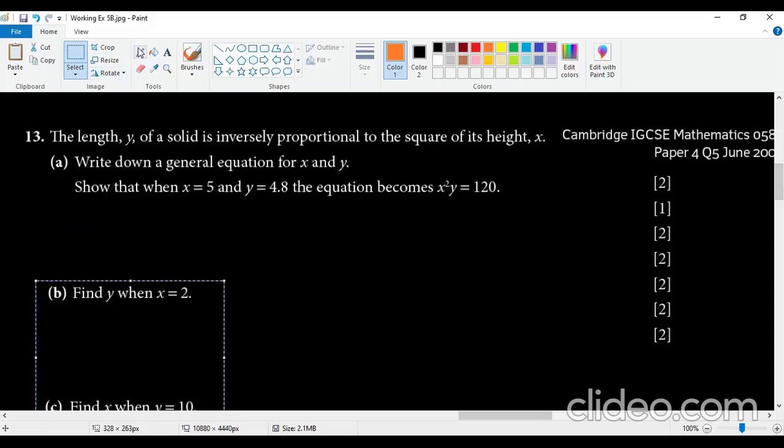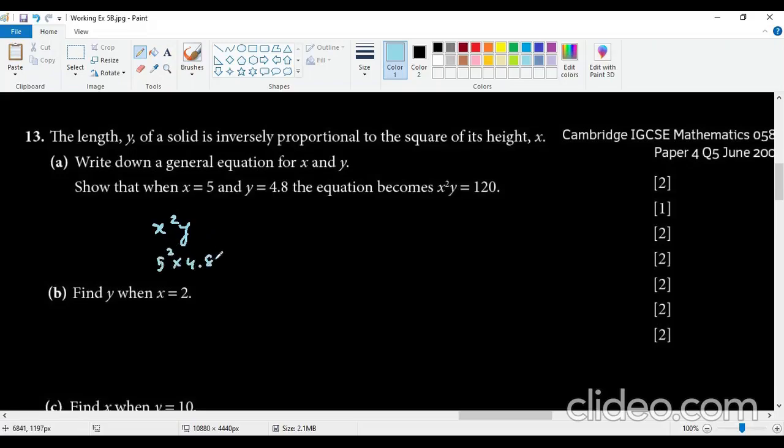Now it says you need to show that, you need to prove it, that when x is 5, x square y equals 120. So the value of x is 5. So 5 square is multiplied by 4.8. It's going to give you 120. You can check with the calculator. When 25 is multiplied by 4.8, it's going to give us 120, which is a right answer. Or in the exam, you can write 25 times 4.8 equals 120. So you will get 2 marks for this working.